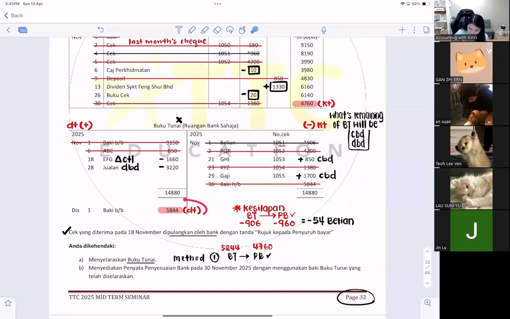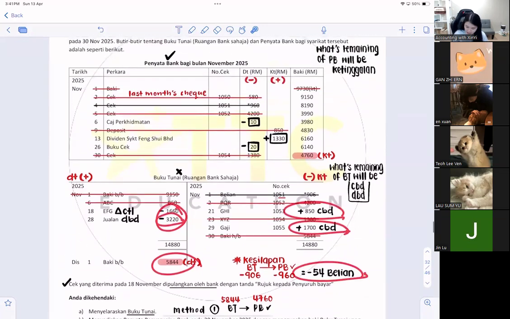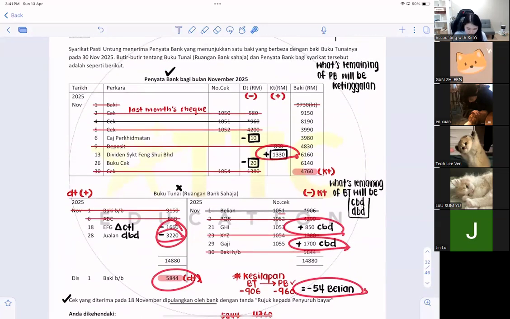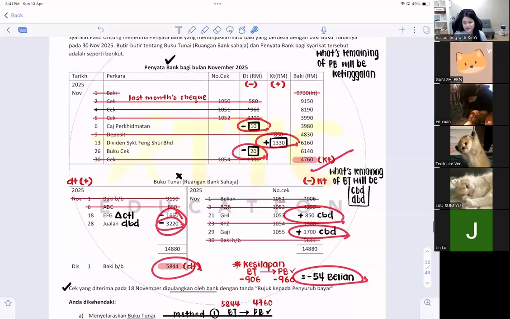So 5844 minus 1660, 3220, minus already, okay, plus 850 and 1700, minus 54, plus 1330, minus 10, minus 20, equals to, did you all manage to find 4760? Now, if you've gone through every plus minus in this question, you should be able to get that, okay?